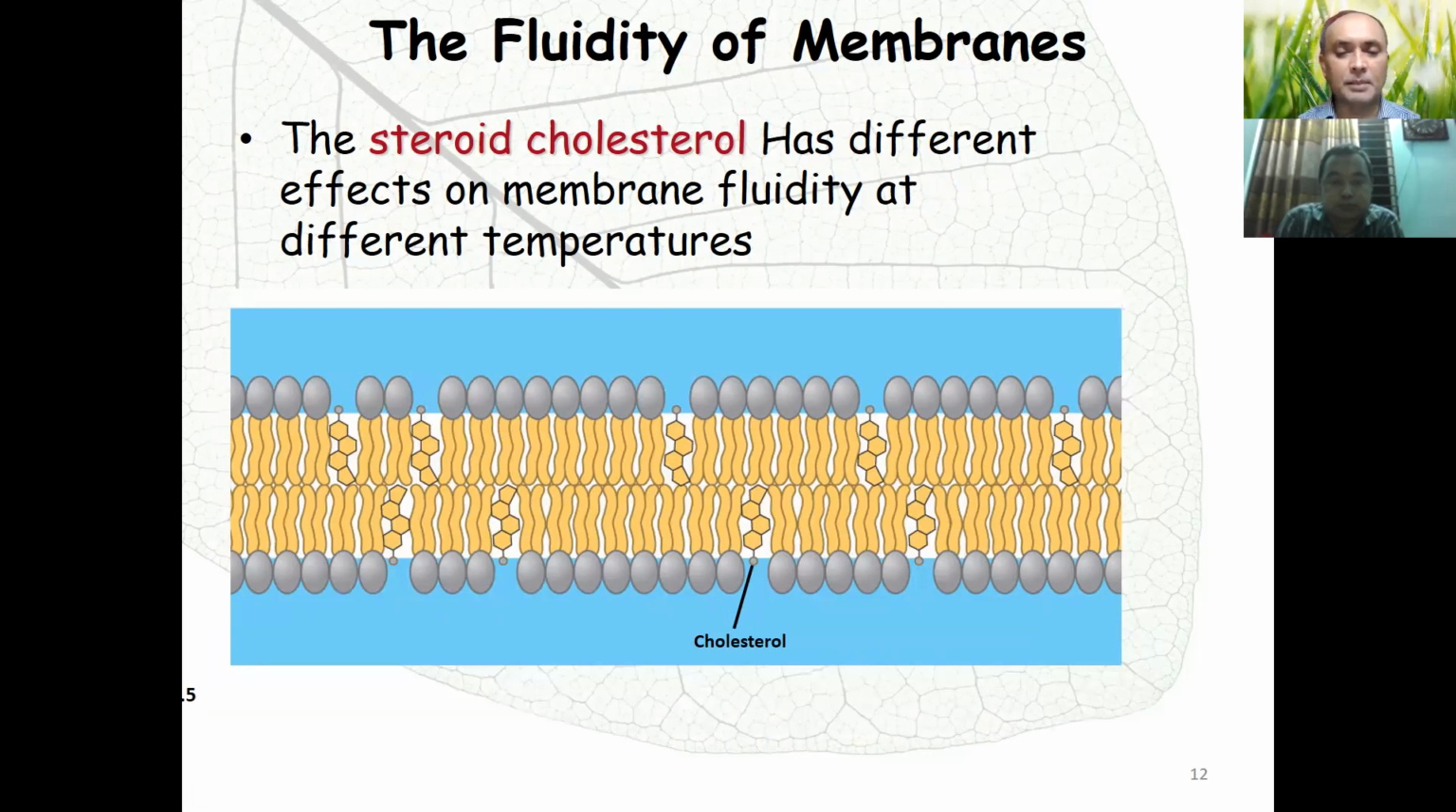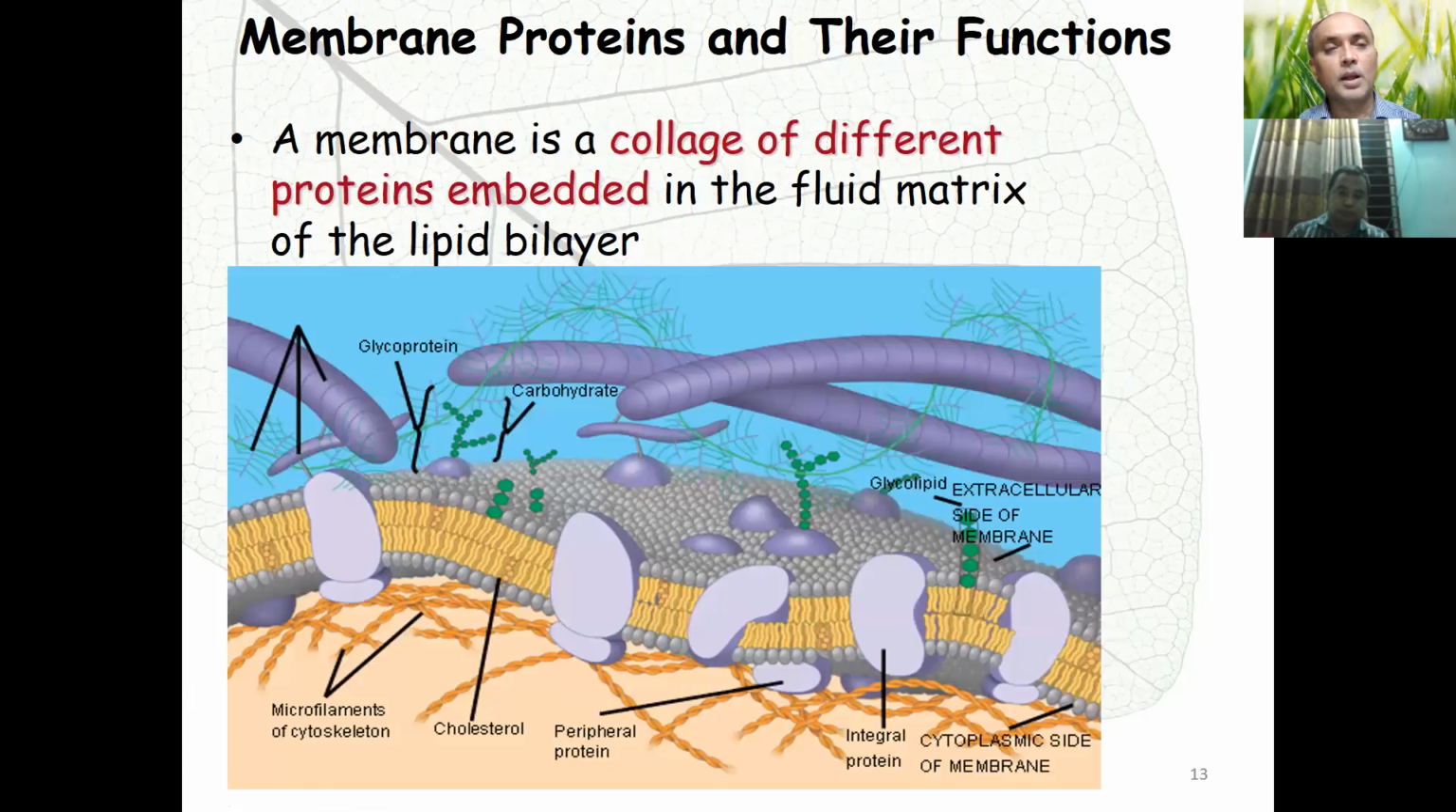Here you see in the membrane, cholesterol is a steroid. It can be present in the lipid structure, and it helps the membrane fluidity at different temperatures. That means at higher temperature, the fluidity would be higher. Membrane proteins and their functions.